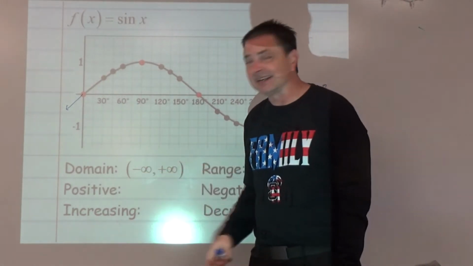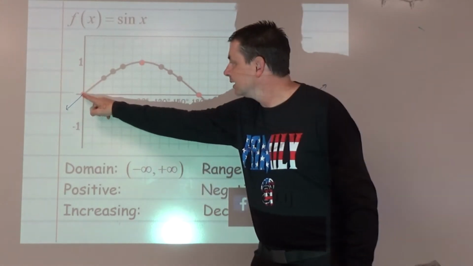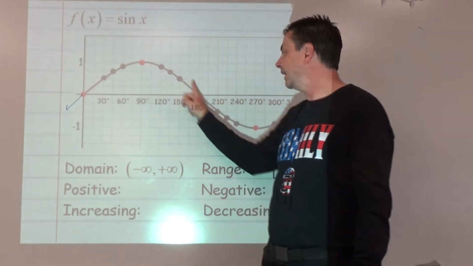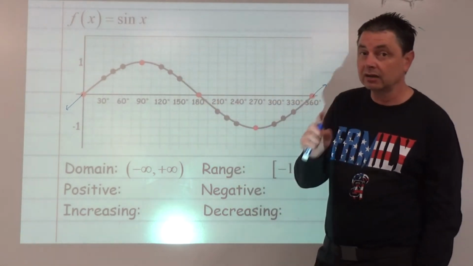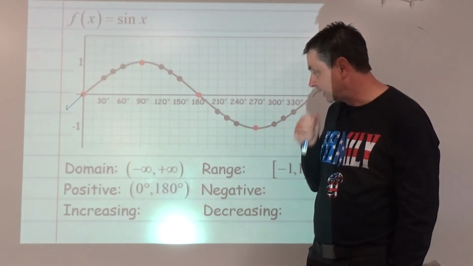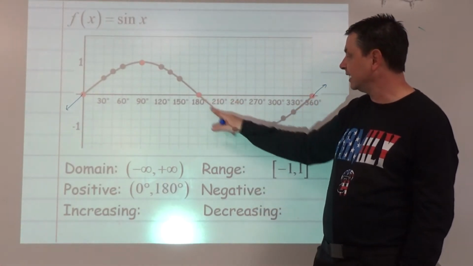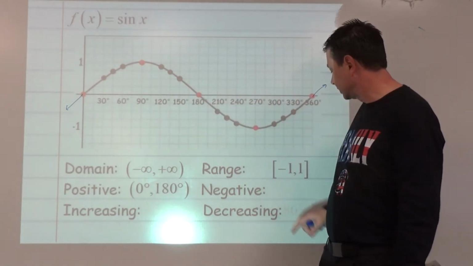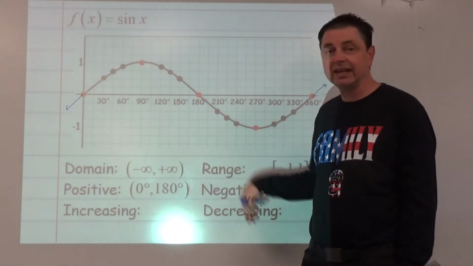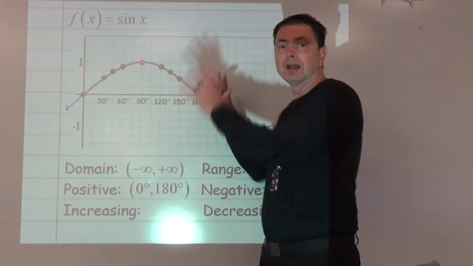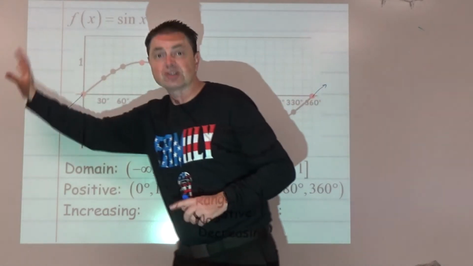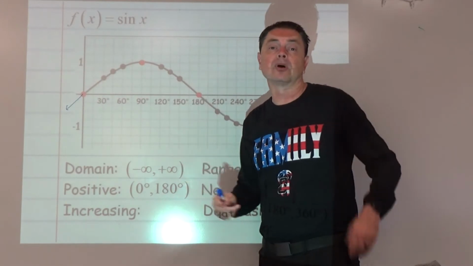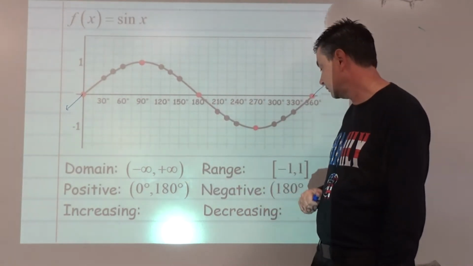Where is our graph positive? Where is it above? Here. This is where we're above, starting at 0, ending at 180, not including 0 or 180, so we would use parentheses there. Where is it negative? Where are we below? This is the section that's below, from 180 to 360. When we say this, we're really just referring to this part of the graph, because as it continues, there are other places where it's going to be positive and negative. We're just focusing on this one primary period of the graph.